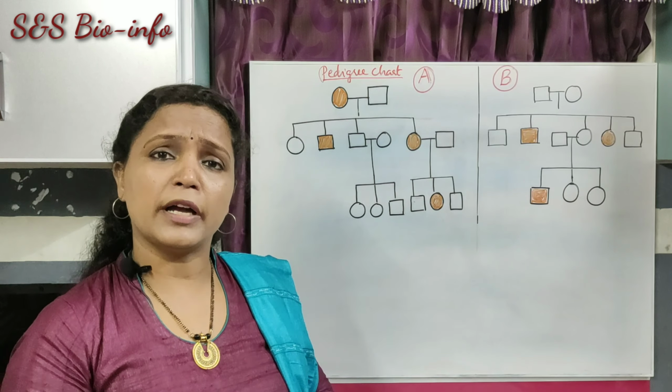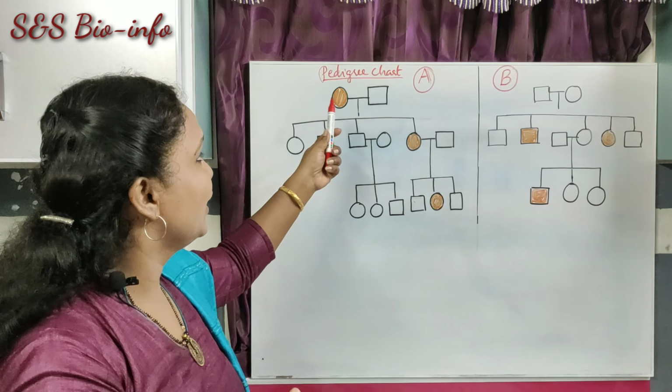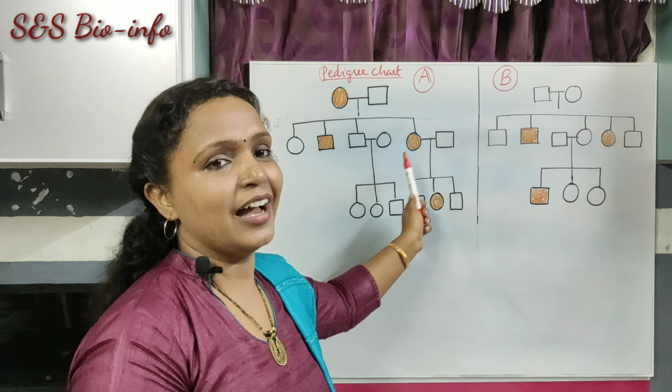Suppose you get pedigree charts like this. How would you find out whether they are autosomal dominant, recessive, or sex-linked dominant or recessive? I will tell you how to find out the type of inheritance by using certain clues. Look at the diagram. Here you can see pedigree chart A and B.